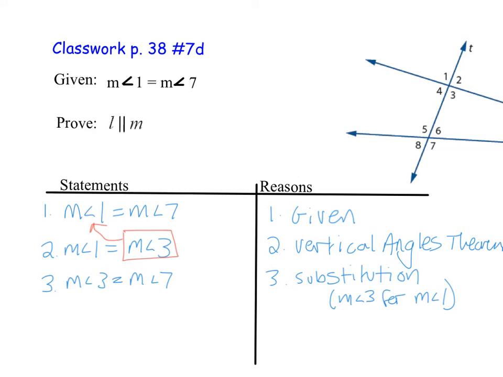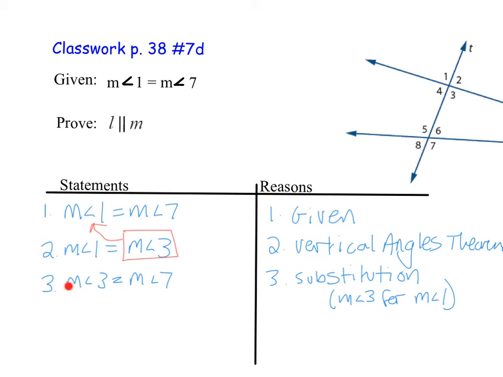So as you can see here, what I've done is I've substituted angle 3 in for angle 1, therefore 3 is equal to 7, so I'm just pretty much replacing this angle 1 with 3 up here in the last step. Now angle 3 and angle 7, as noted several times, those are corresponding angles.